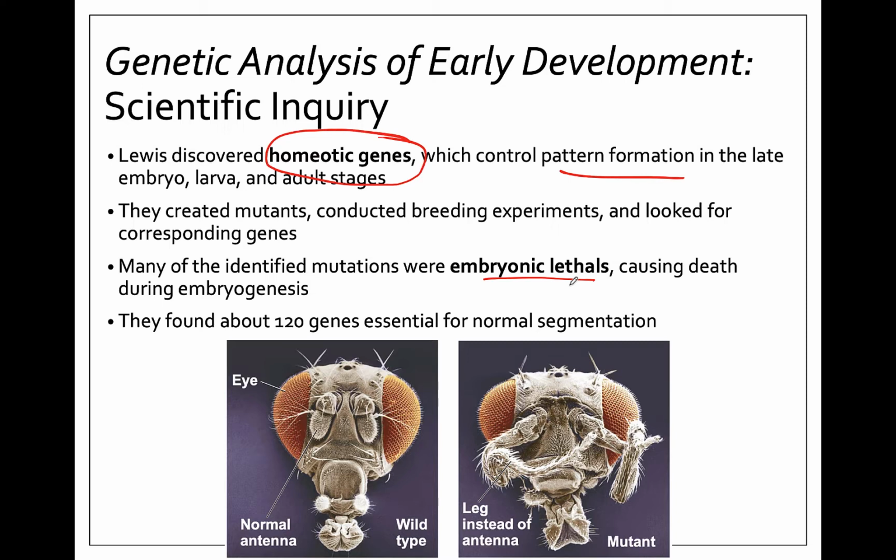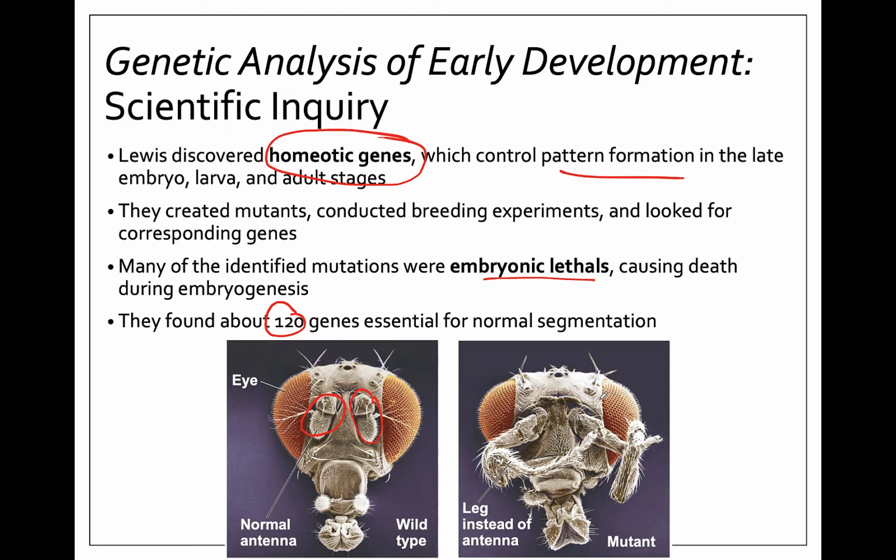Then they found several genes. They found about 120 genes for normal segmentation. And so what they did is they traced these genes through embryogenesis to see what resulted when they changed these genes around or when they mutated them. One of the things that they did was take genes for some segments and move them around. So you can see in this fly on the left here, the normal antennapedia segment gene is in place, and so you end up with antennas on the head next to the eyes.